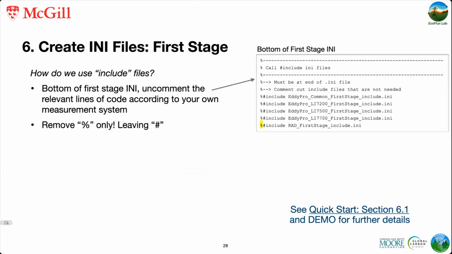Okay, good. So how are we using these include files? At the bottom of your first stage ini file, you'll see this code block. For example, for your radiation variables, we want to include this rad first stage include ini. And so we need to uncomment that, so we're going to remove the percentage sign only. This file is read by Matlab, and that's how you make Matlab comments. So you want to leave the number sign or pound sign.